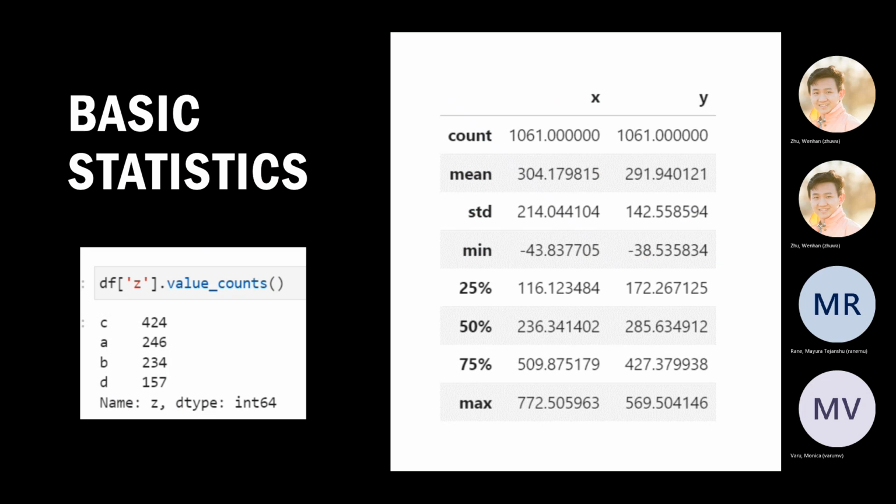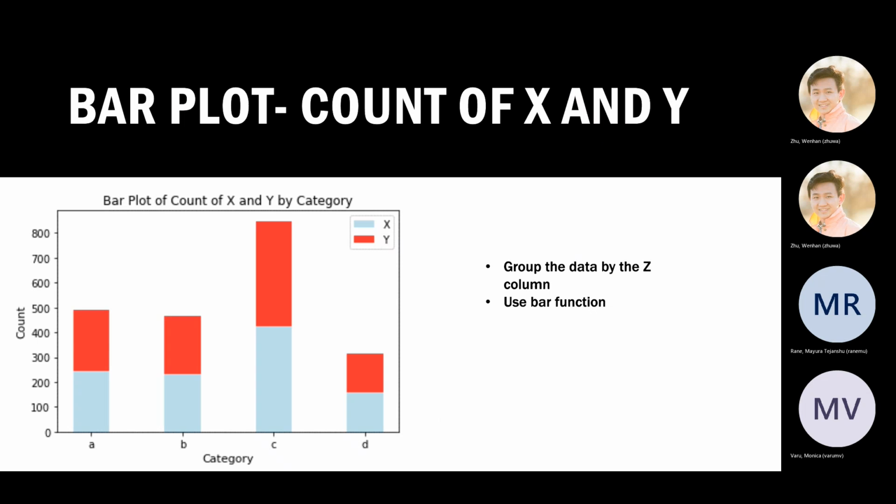Here are some of our basic statistics. We can see we have 1,061 rows on X, Y, and Z, and our mean value for X is 304 and for Y is 291, and then we have a standard deviation of 214 for X and 142 for Y. And let's have Monica talk about some graphs that we will be going over.